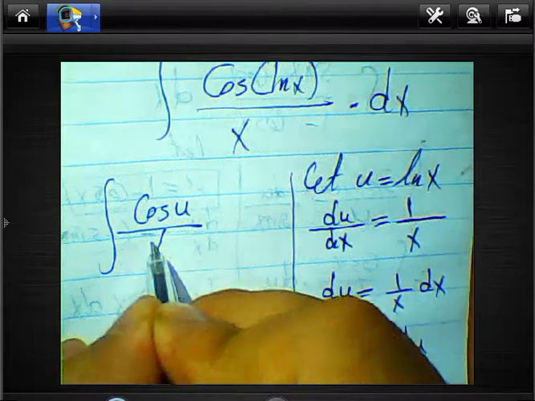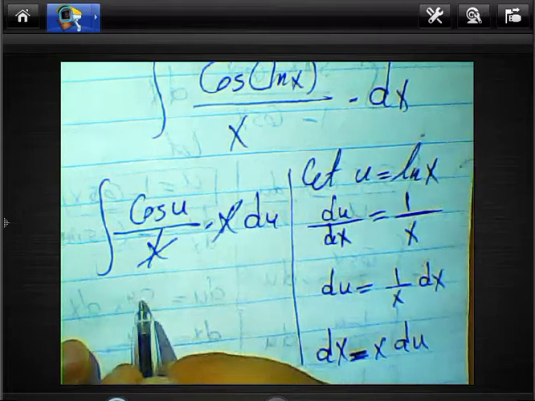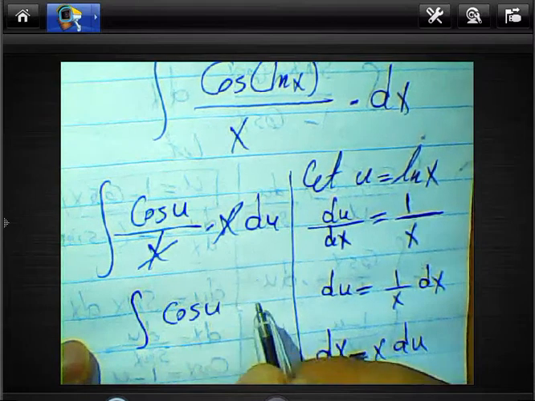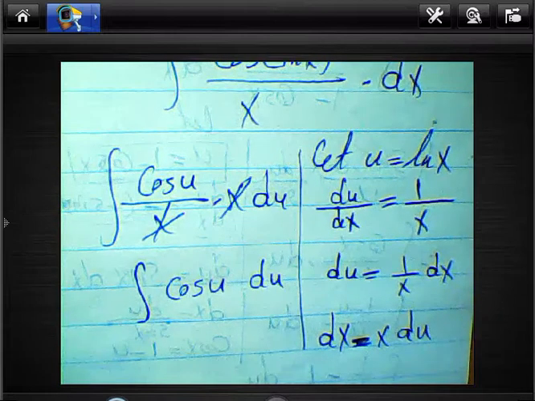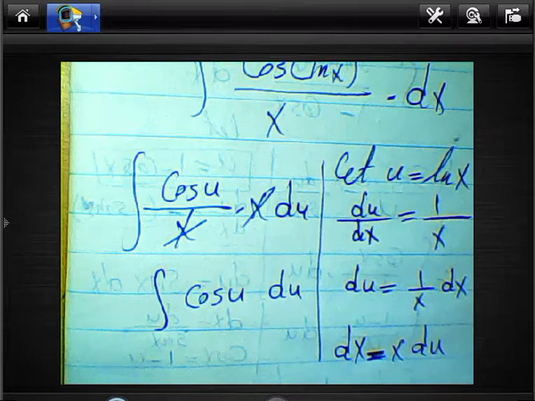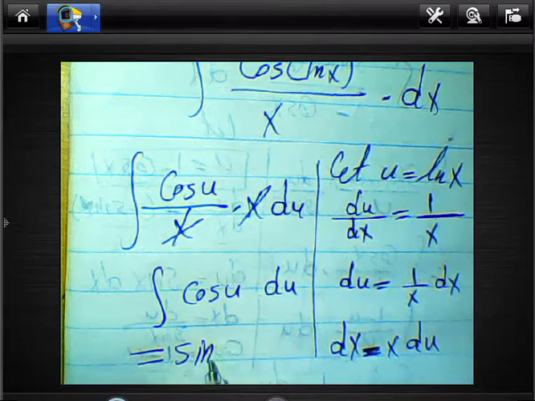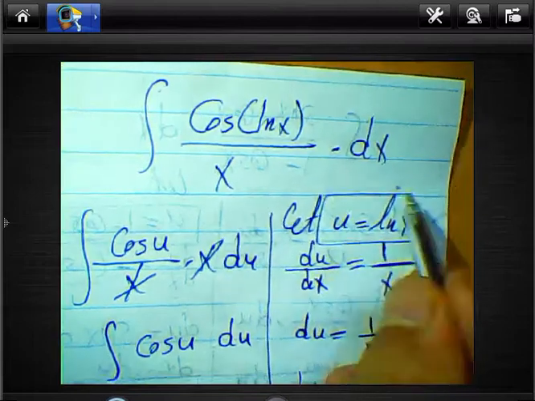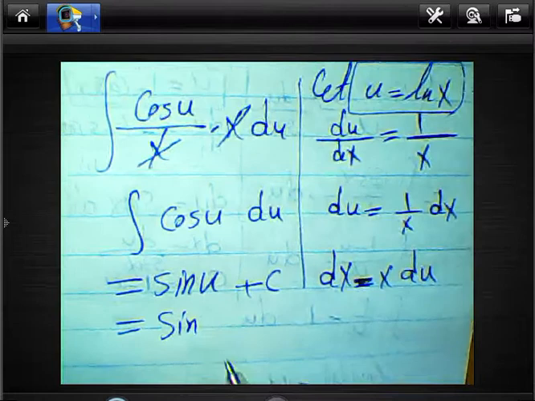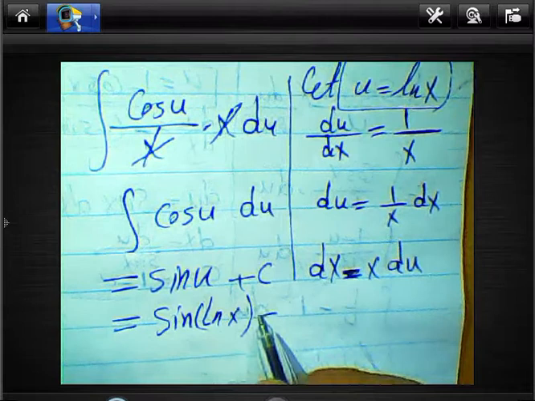over x dot dx equal x du, and we can cancel x with x, and the integration will be cosine u du. We can write the integration of cosine u du, it will be what? It will be sine u, because the integration of cosine will be sine, equal sine u plus constant, and u was ln x, so sine ln x plus constant.